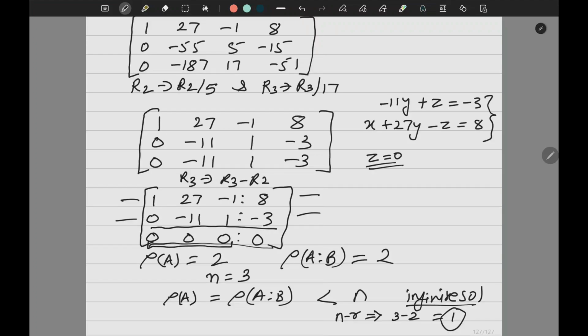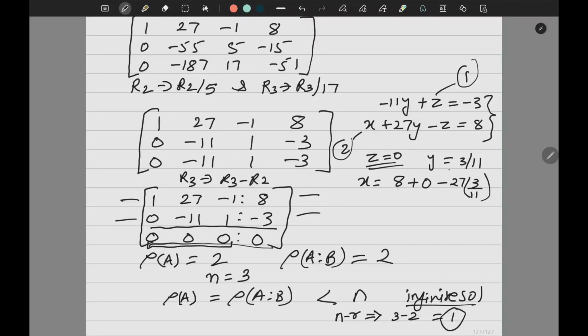If I put z is equal to 0, what is the value of y from this equation? Let it be equation number 1, let it be equation number 2. So from equation number 1, z is equal to 0, so what is the value of y? y is equal to minus 3 by minus 11, that is 3 by 11. So if I substitute these two in equation number 2, what will I get? x is equal to 8 plus z minus 27y.